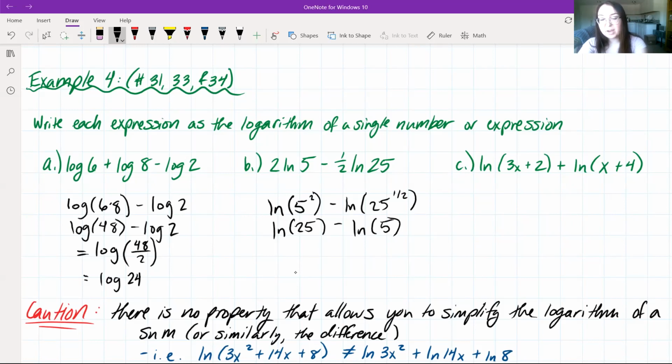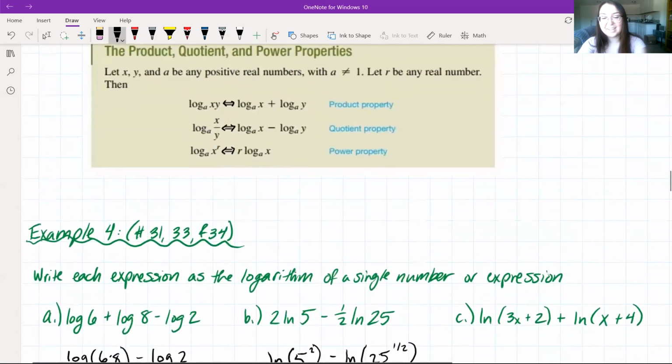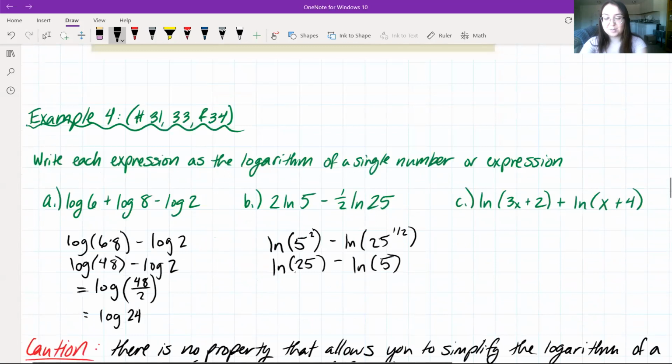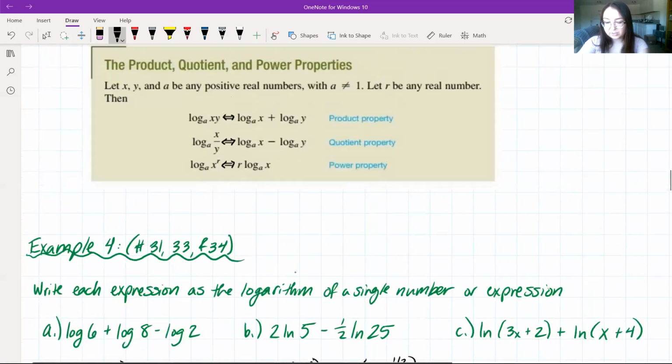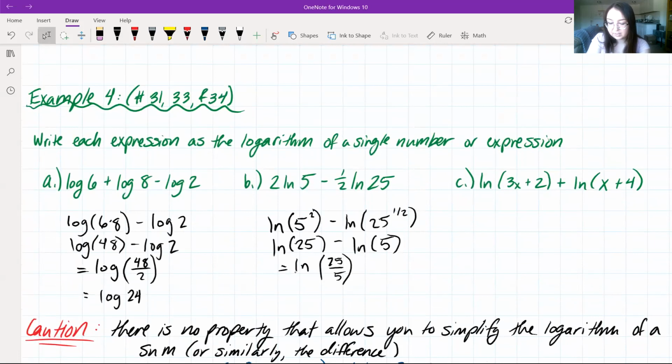And now we have one term minus another term, which looks awfully a lot like the quotient property. So we're going to use our quotient property to do this. And we're going to simplify this to be equal to the natural log of 25 divided by 5, just like our quotient property there. And we know that 25 divided by 5 is going to simplify to 5, so we know that this is equal to the natural log of 5. So now we have simplified our expression, which in this case had 2 terms. We now simplified it to just 1.